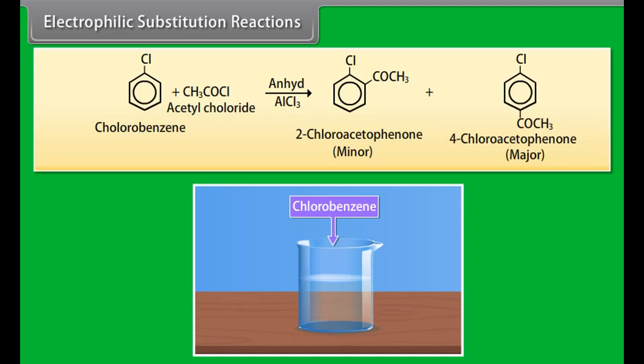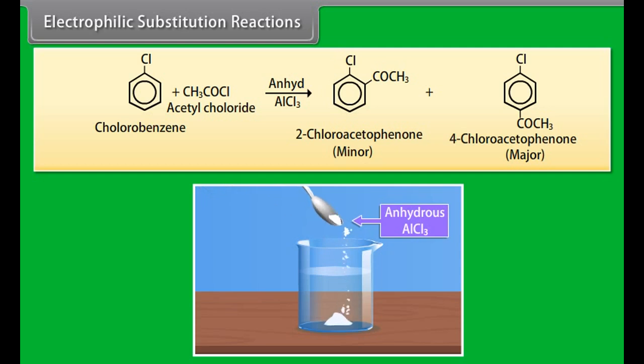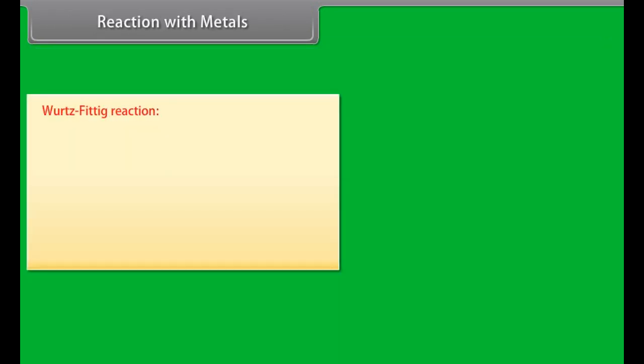When chlorobenzene solution is mixed with acetyl chloride and then we add some pieces of anhydrous aluminium chloride, it reacts to give 2-chloroacetophenone, which is a minor product, and 4-chloroacetophenone, which is a major product. Reaction with metals. Wurtz-Fittig reaction.